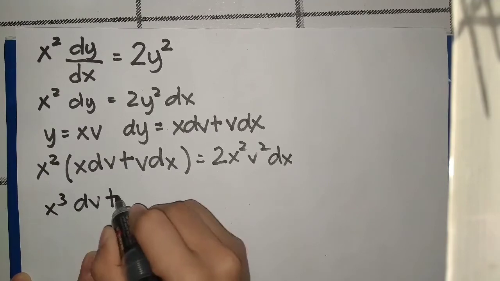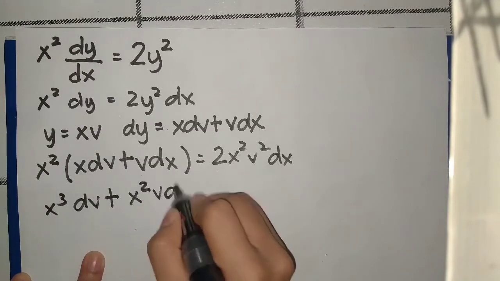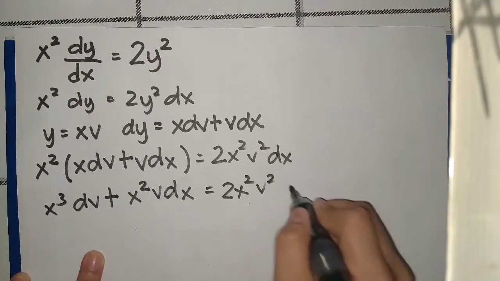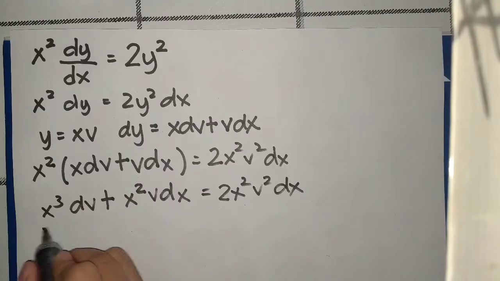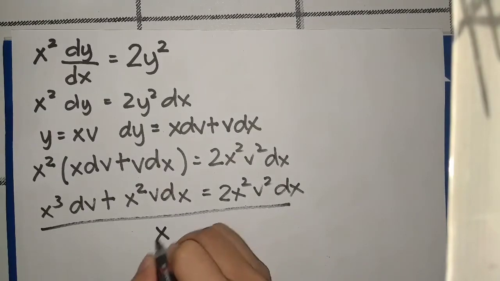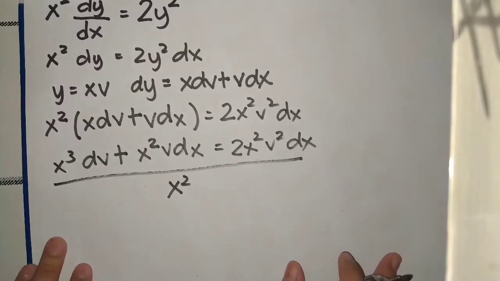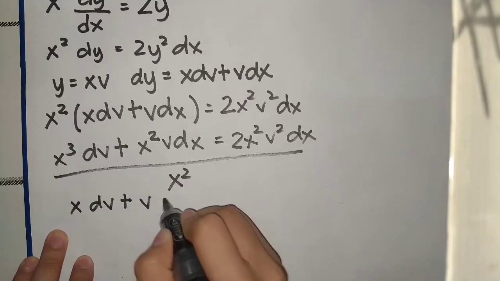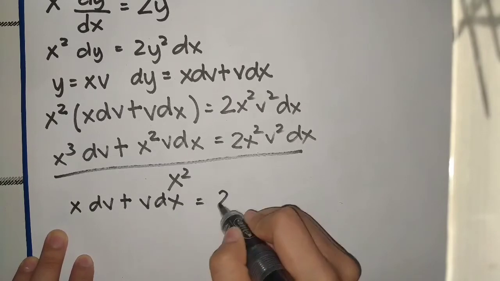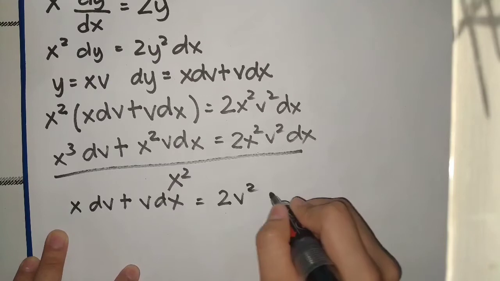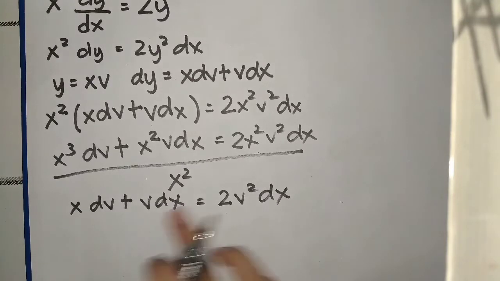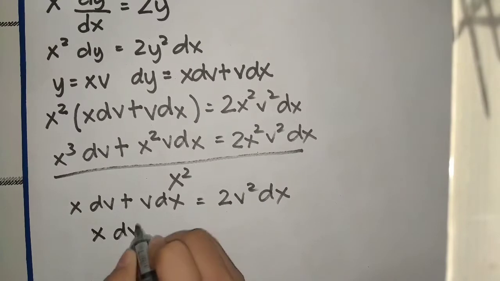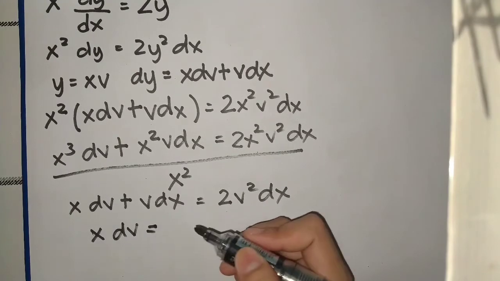So next thing to do is simplify. x squared multiplied by x dv, x squared multiplied by v dx, is equal to 2x squared v squared dx. So simplifying it, we have to divide everything by x squared so that we will have the remaining of one x value. So we have x dv plus v dx is equal to 2v squared dx, right? So next thing to do is combine all like terms.